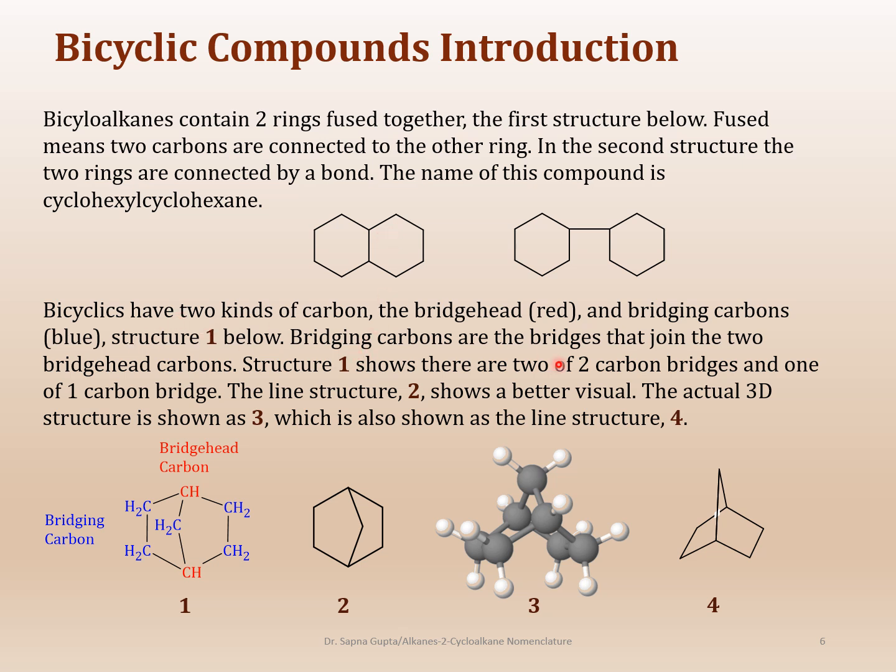So in bicyclic compounds, there are two kinds of carbons. Again, this is color coded here, so hopefully that will help you. There is a bridgehead carbon, which is this one and this one, the red one. And then there are the bridging carbons, which are the bridges.